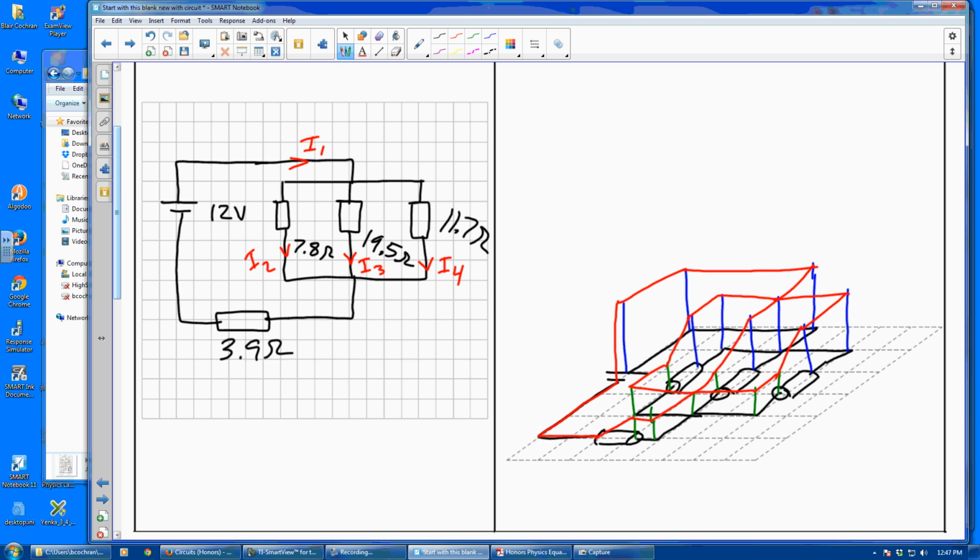And now I go through and label 12, 3.9 I1, 7.8 I2, 19.5 I3, 11.7 I4. And that would be a full credit Y.